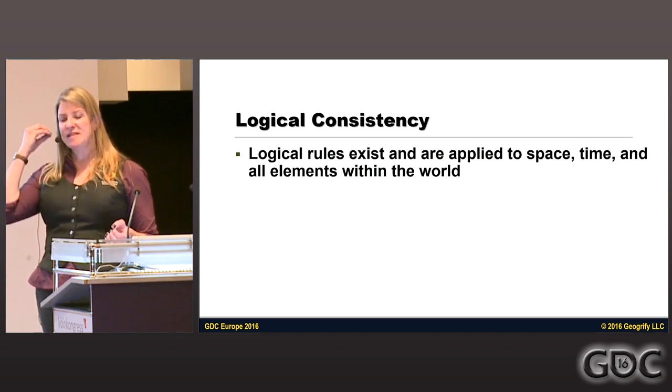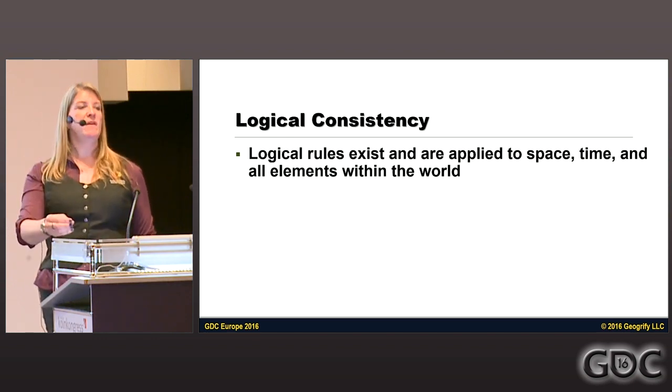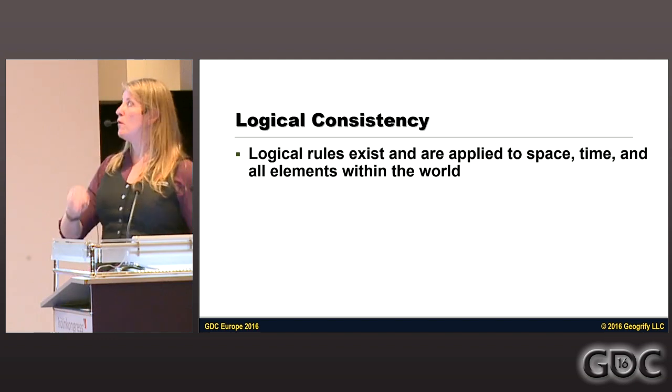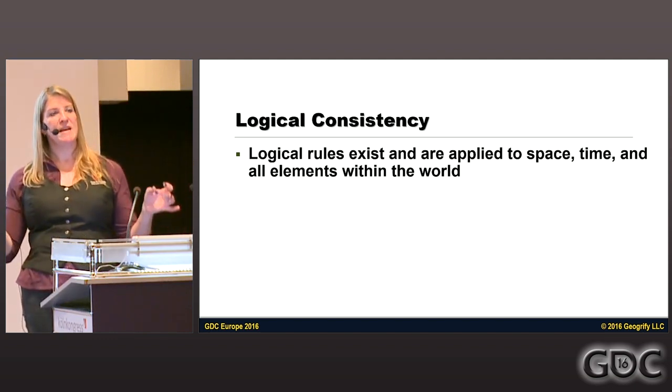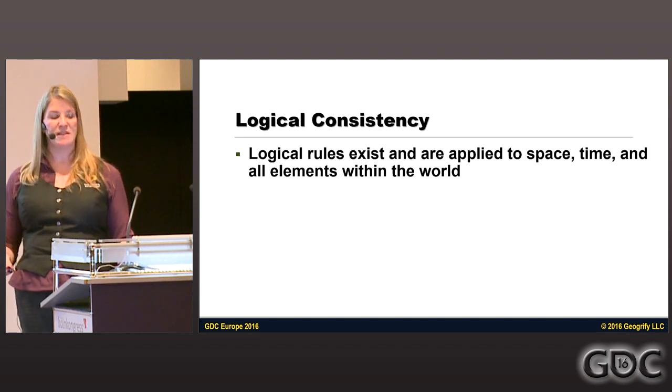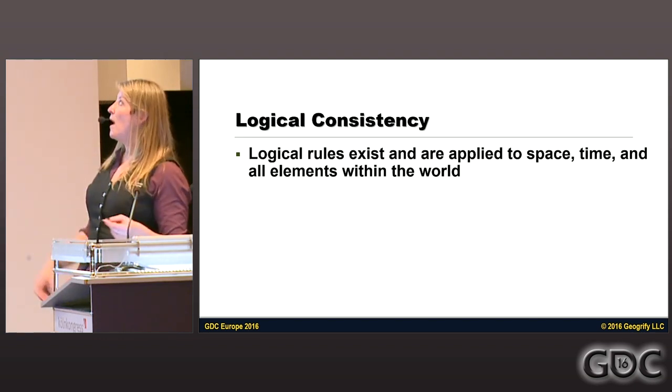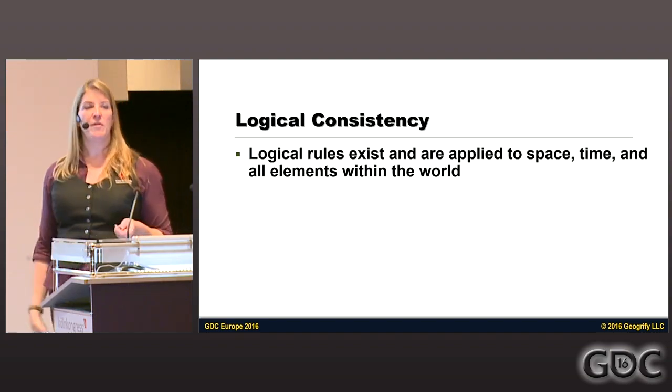Logical consistency. This is incredibly important. If there is one thing that I see game designers and artists and writers do wrong more than anything else when they're creating a world, it's that they don't build in logical consistency. This is basically the notion that rules exist and are applied to the space, time, and all elements within that world. This is something Tolkien did really well, even though there are some exceptions, and I'm going to point one out in a little bit.